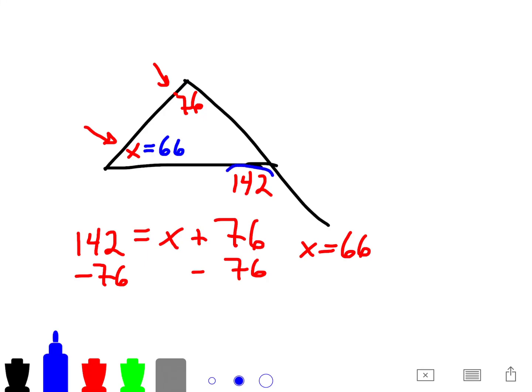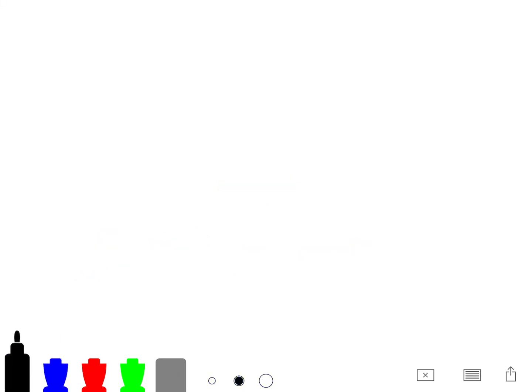So our external angle is equal to our two non-adjacent internal angles added together. 76 plus 66 is 142. It works. And it will always work. That's one of those things that will always be true, so long as these are all straight lines. Okay, let's try another example.